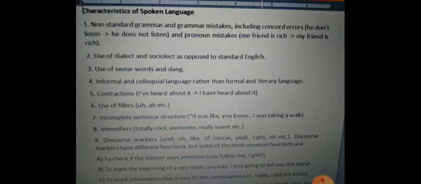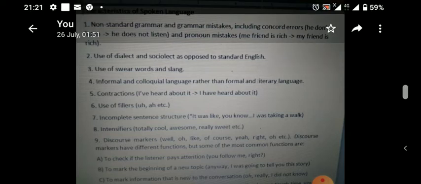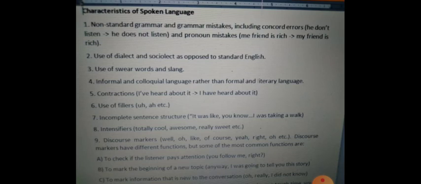Discourse markers have different functions, but some of the most common functions are to check the listeners are paying attention. So, for this purpose, the discourse marker would be used: you follow me, right? To mark the beginning of a new topic, with discourse markers like, anyway, I was going to tell you the story. To mark the information that is new to the conversation: oh, really? I didn't know it.